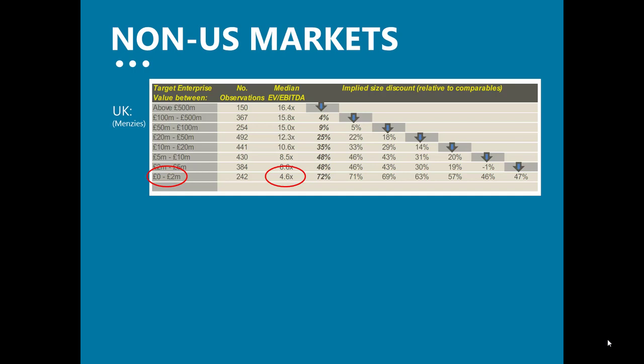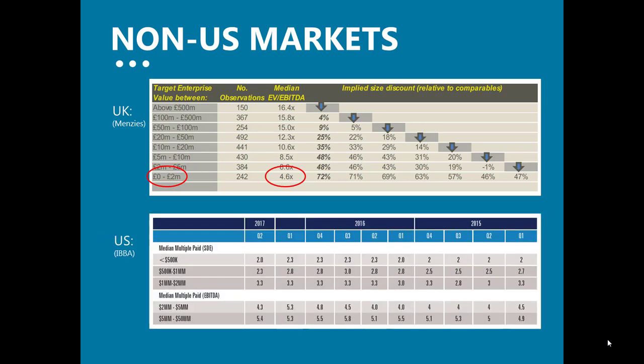Based on the average exchange rate during this period, £2 million was the equivalent of $3.3 million. So if we compare this to the same range from the IBBA dataset on US businesses, the comparable range would be the $2 to $5 million range. In both cases, they're looking at a multiple of EBITDA, so we are comparing apples with apples. And you can see that the multiple is in the same region.